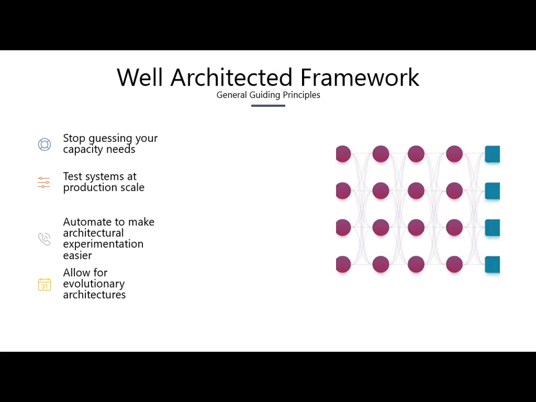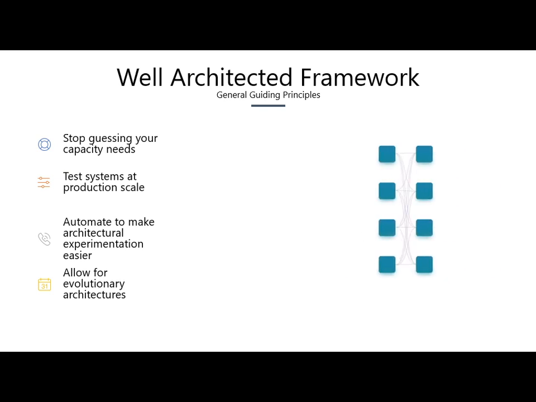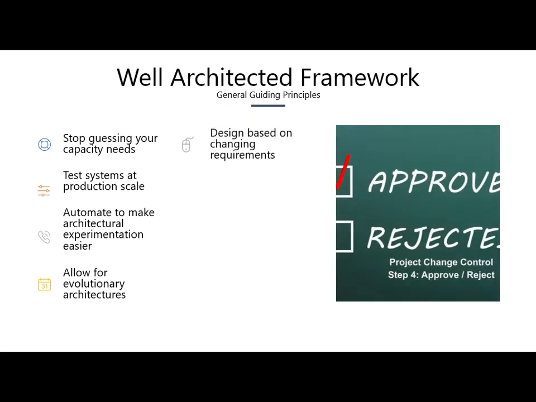You should also allow your architecture to evolve. So you need to design based on changing requirements. That means that when you migrate a workload from on-premise to the cloud, maybe at first you make it match one-to-one, but then you try to rethink how you can leverage the cloud better, maybe making it serverless for example.